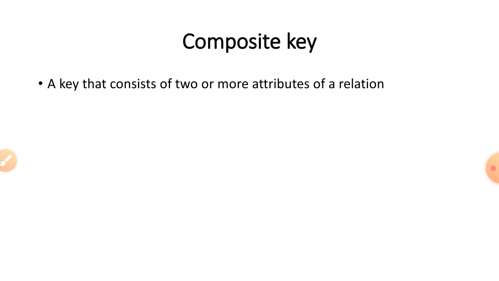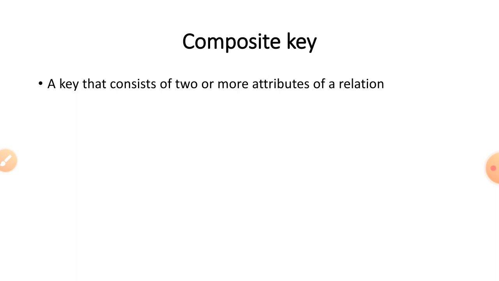Composite key basically consists of two or more attributes of a relation, that is called a composite. We can also say that a concatenate key is also known as a composite key, okay, that is consisting of two or more attributes. As we know, concatenate means the combination of two or more things, okay.